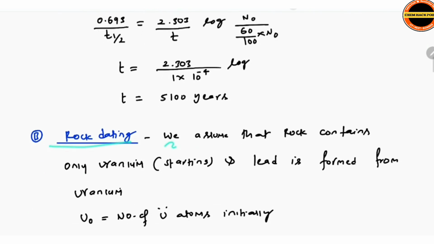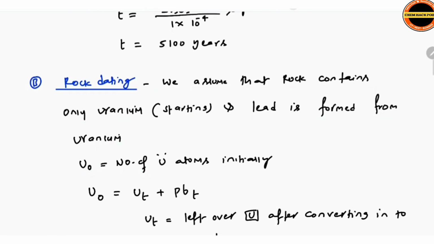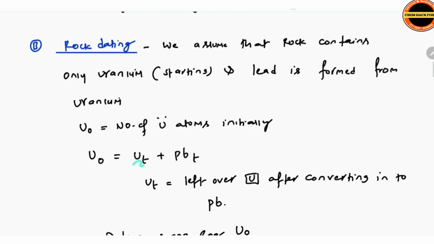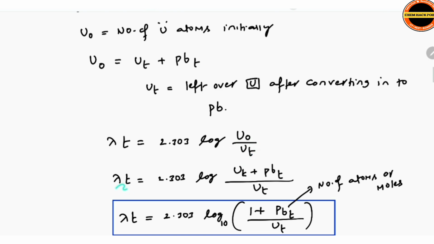Rock dating. We assume that the rock contains only uranium at the start and lead is formed from uranium. So U naught is the number of uranium atoms initially. After decomposition of uranium into lead, whatever leftover uranium plus whatever lead formed, we consider it as U naught. UT is the leftover uranium after converting into Pb. Lambda T is 2.303 log U naught by UT, which is 2.303 log of UT plus PbT by UT.